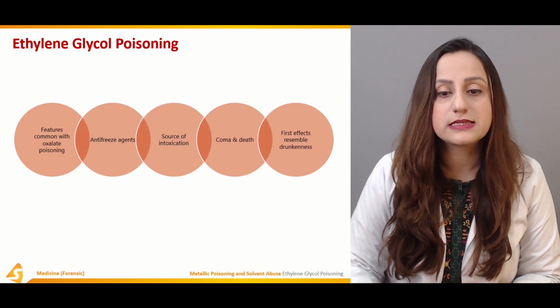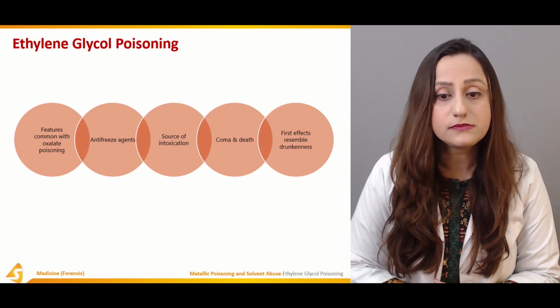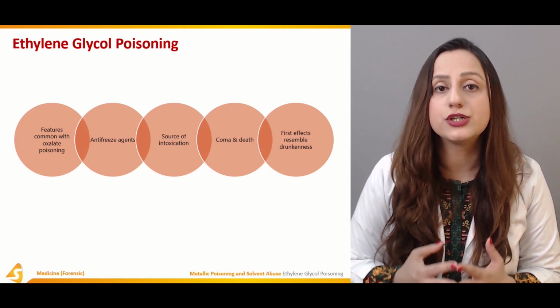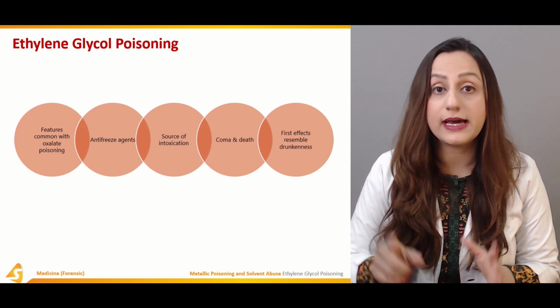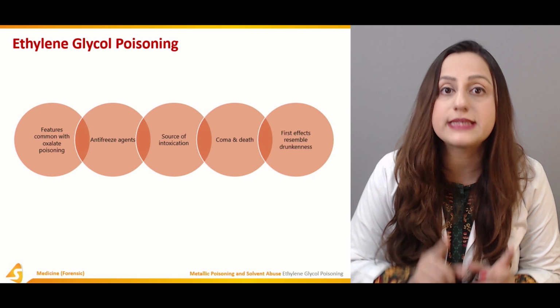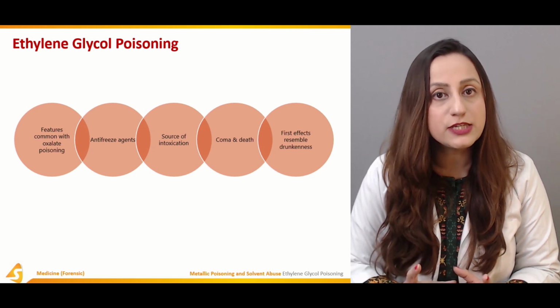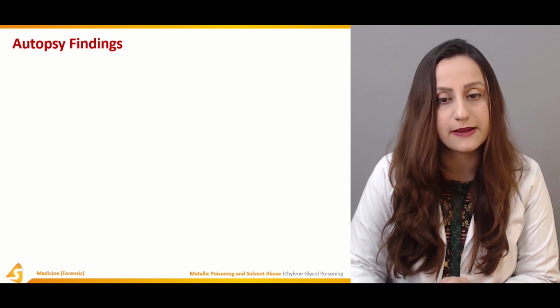The first effects resemble drunkenness, or it can be a state of altered consciousness. That was also observed in cases of cyanide poisoning. So alcohol intoxication, cyanide poisoning, and ethylene glycol poisoning are of similar characteristic.